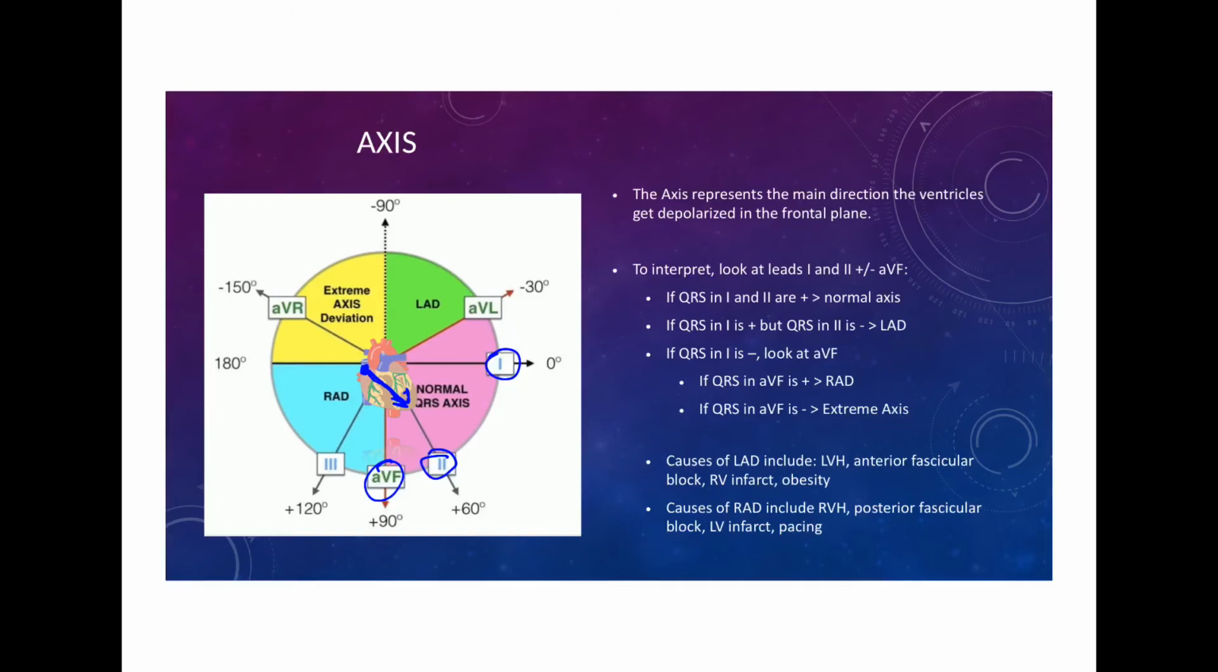As long as it's positive in 1 and 2, you can be fairly confident that you're dealing with a normal axis. If it's positive in 1 but negative in 2, then your axis is somewhere in this area. That's what we call a left axis deviation. So you see that whenever the bulk of the heart is shifted more in this direction, which is what you might see when the left ventricle is more hypertrophic, or if the conduction system isn't depolarizing the heart in the normal direction, which you will see in an anterior fascicular block.